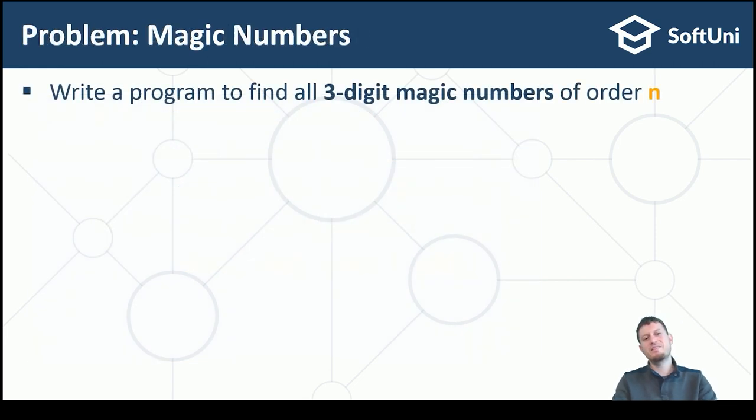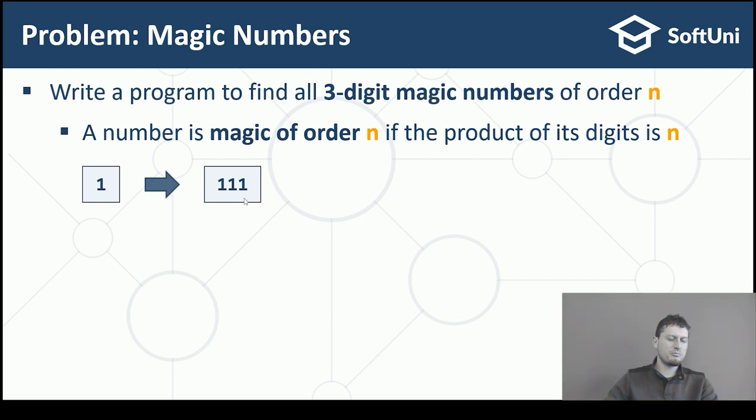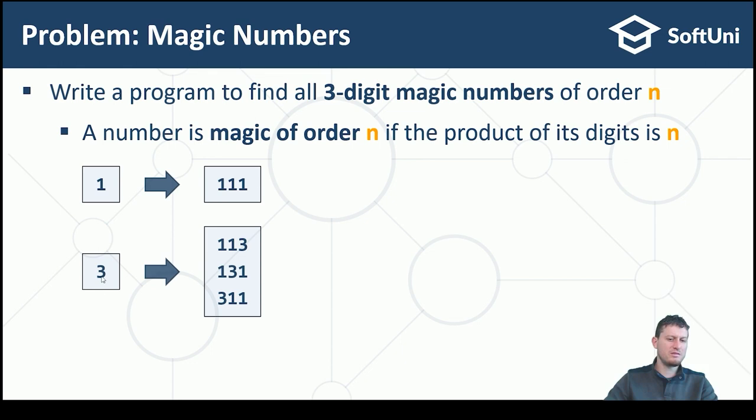Okay, the next problem from your homework and exercises is called magic numbers. It's about finding all 3-digit magic numbers of order n. By definition, a number is called magic of order n if the product of its digits is n. For example, if we have 1, the output should be this. If we have 3, the output should be this.